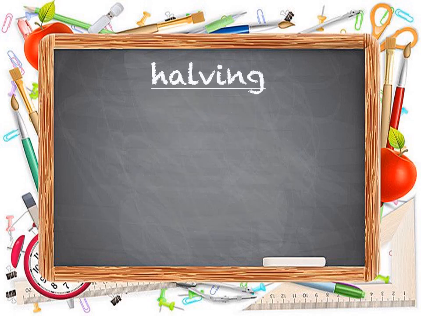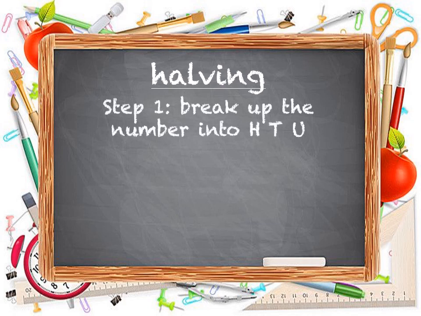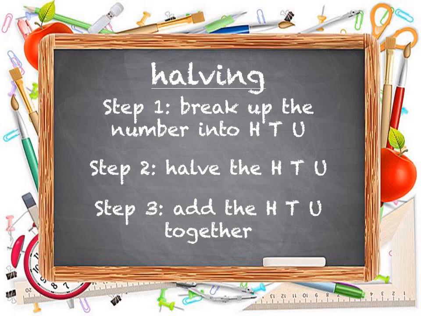We are now moving on to halving. The steps for halving are very similar to the steps for doubling. Step number 1, you break up the number into hundreds, tens, and units. Step number 2, you halve the hundreds, tens, and units. And step number 3, we add the hundreds, tens, and units all together.